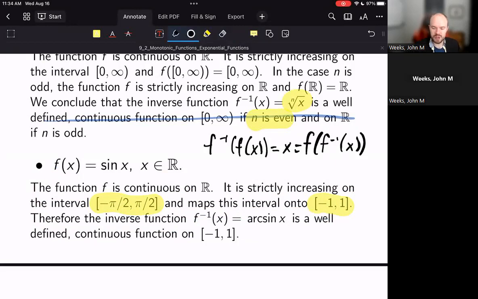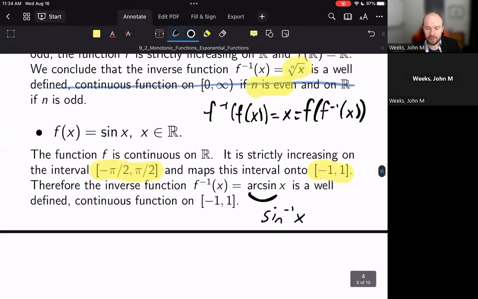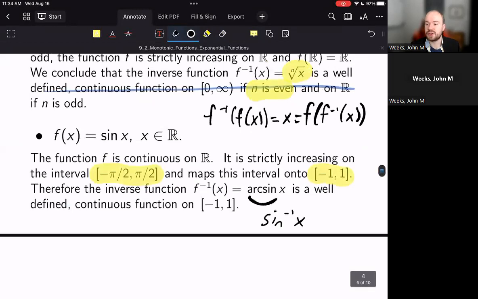So the inverse function, which we usually call arcsine, or sometimes you see this written as just the inverse function of sine, is a well-defined and continuous function on the interval going from negative 1 to 1. So these are some very popular examples that now we have guaranteed have a lot of neat properties that we want to be using whenever we're making these sorts of inverse functions.